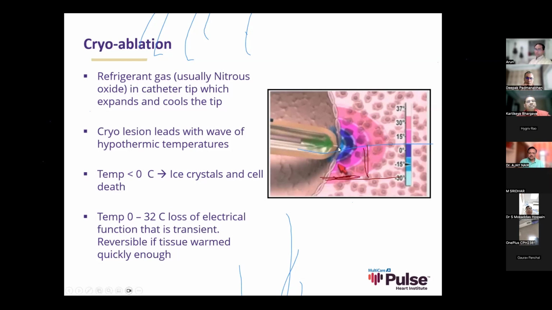The temperature is very, very low at the catheter tip interface, and then it leads to a bigger lesion inside. So any tissue which hits a temperature of less than 0 degrees will have ice crystals and cell death. And from 0 to 32 degrees, you can have some loss of electrical function, that is transient. But if you warm the tissue quickly enough, you can reverse it. So that's why it's a little bit more forgiving, and people use it in pediatric age groups when they are using it near the node, or for pathways near the node.